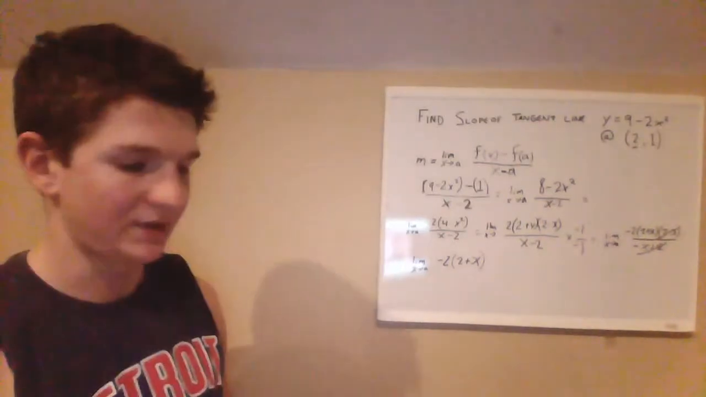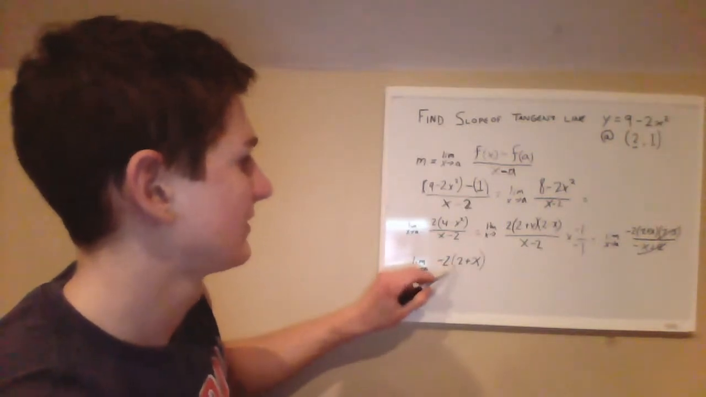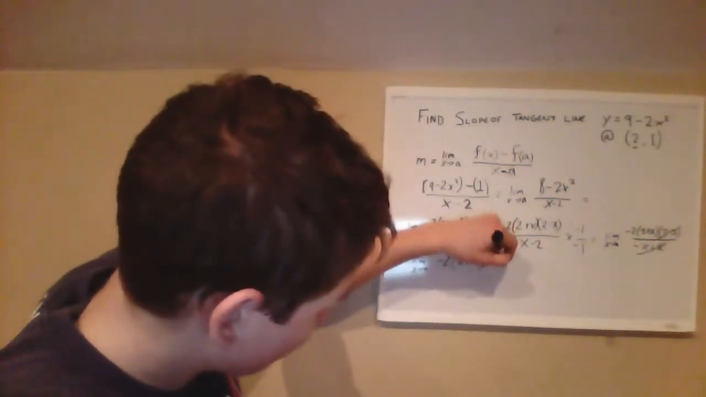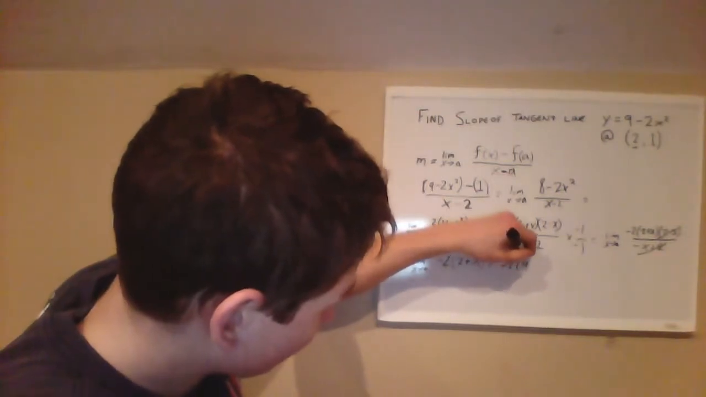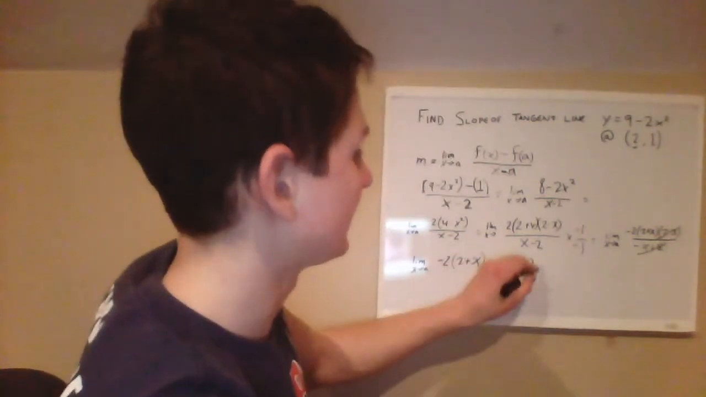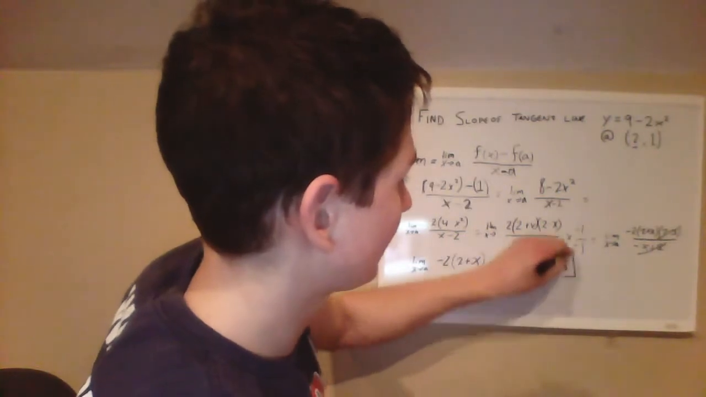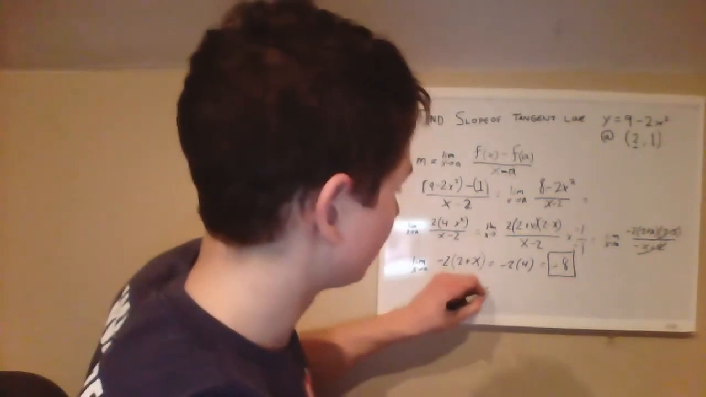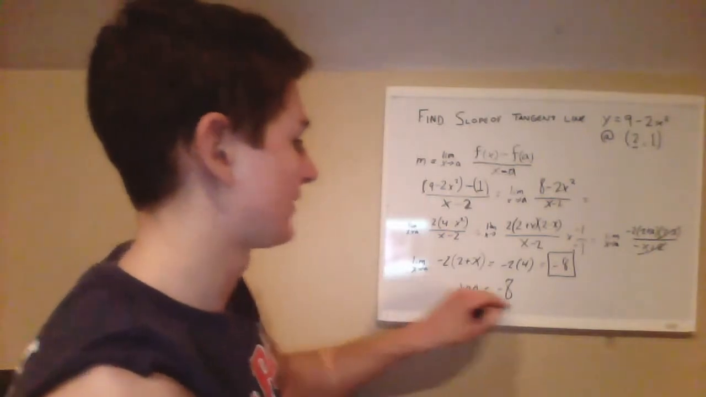If we plug in the x value of 2 into here, we get 2 plus 2 is 4, times negative 2. So this equals negative 2 times 4. You multiply these two together and you get negative 8, which will be our slope. So m, the slope, equals negative 8. And that's the answer to the first step of the problem.